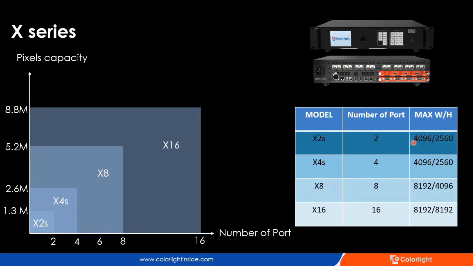On your right hand, there is the restriction on width and height. For example, on the X16, the maximum width and height is this one. So you don't need a splicer when the total pixel width is less than 8192 pixels.